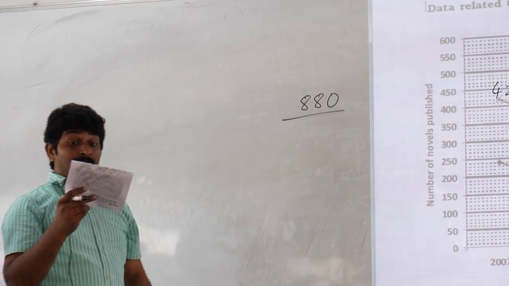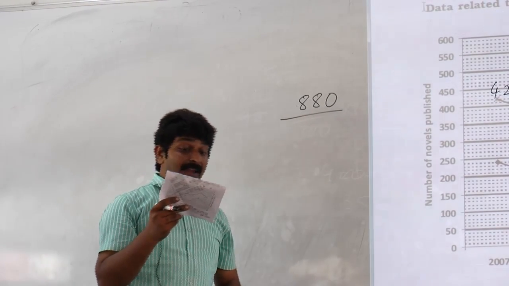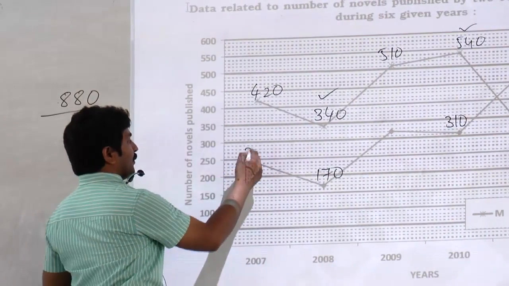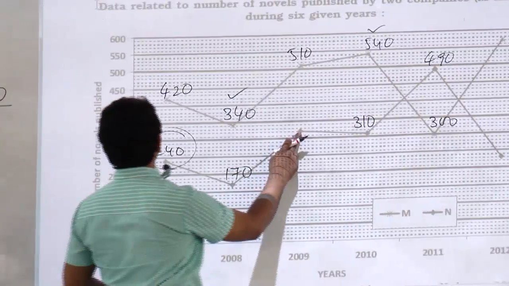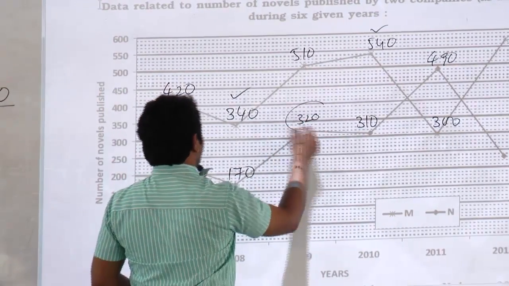Next. Number of novels published by N in 2007 and 2009. N 2007, 240 and in 2009, 320. 560.